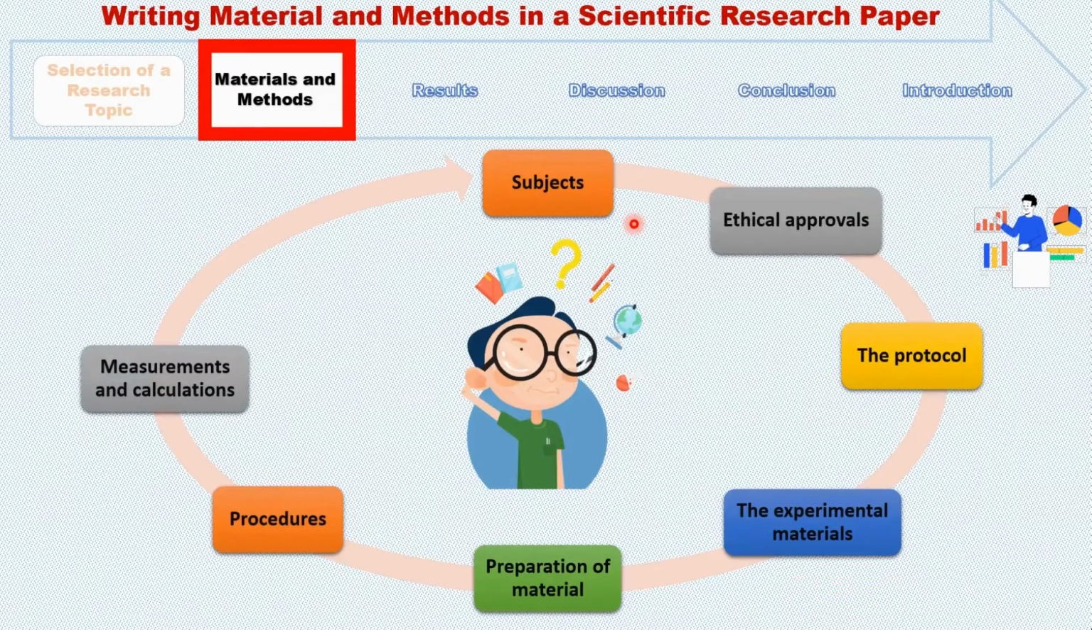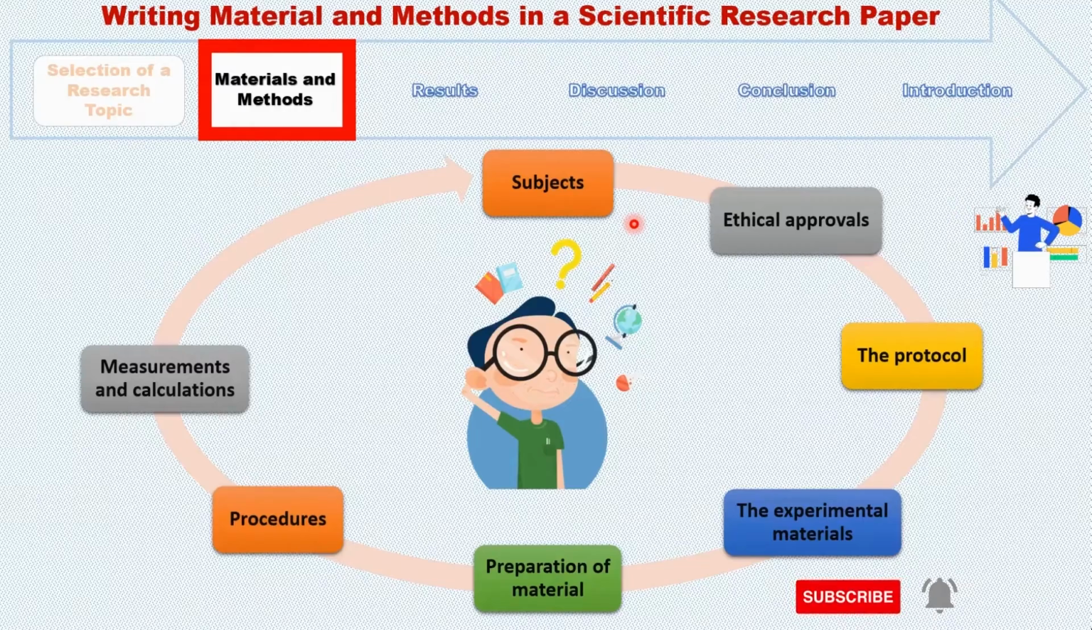Measurement and calculation is also important in the research methods section. In this step, the researcher should describe what variables were measured, how these variables were measured, why certain variables were measured, and give a description of measurement instruments such as manufacturer, model, and calibration procedure. Measurements should be detailed.